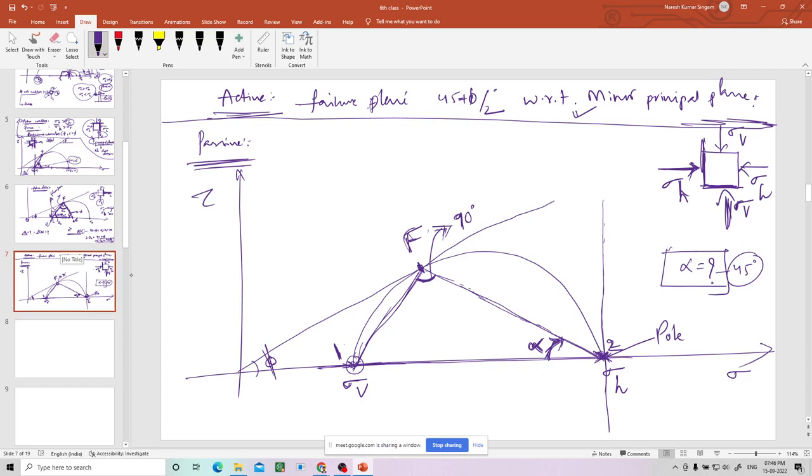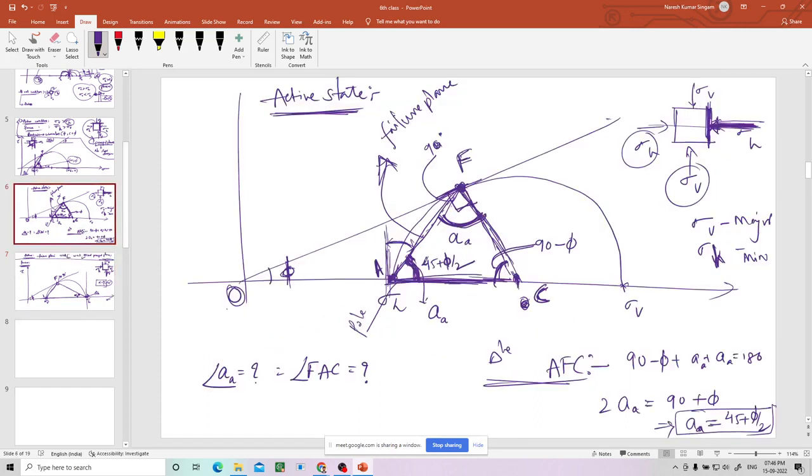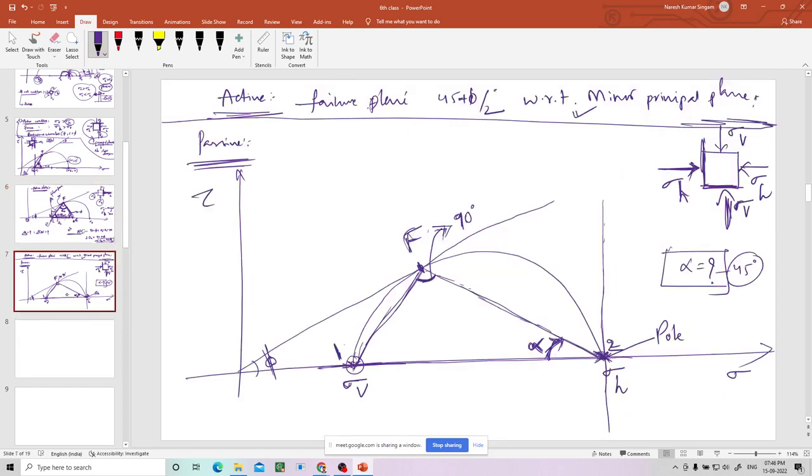Why should I take this? In the previous slide I took these two as the same because this is a radius and this is also a radius, these two are equal, that's why these two angles are equal. Then I could find out what is the angle. But here I am not saying these two are equal, I can't even say, because this is not even a radius, this is some chord.